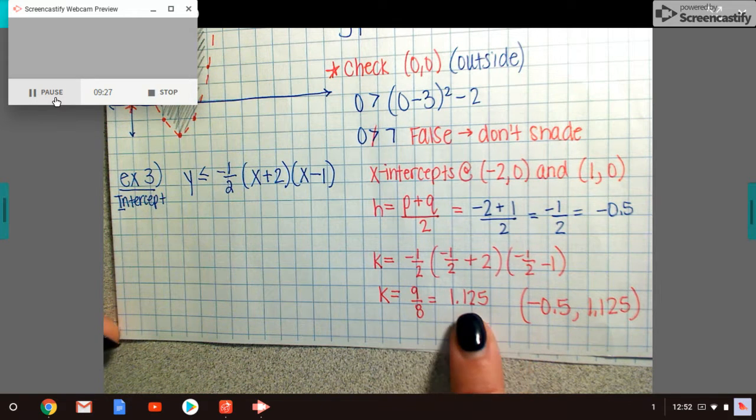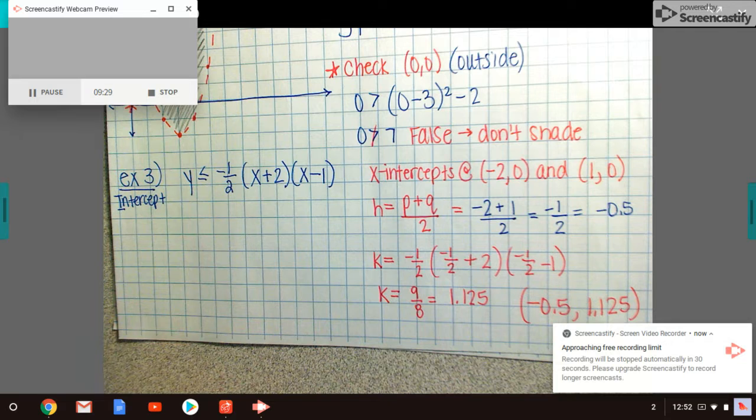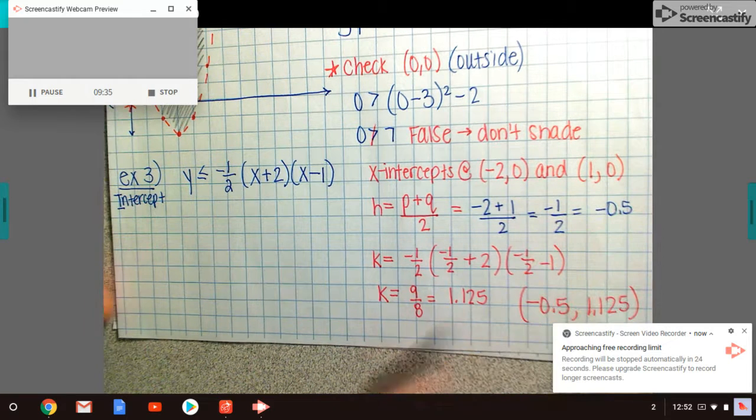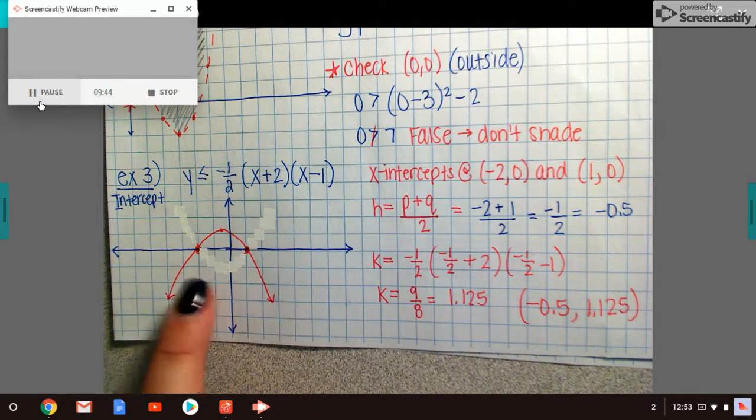So I've gone ahead and found k. I got 9/8 or 1.125. At this point, I've got 3 points I can plug in: my vertex and my x-intercepts. It's mainly going to be inside the bottom 2 quadrants. So let's go ahead and get that going. All right, I made a little mistake there, but I fixed it.